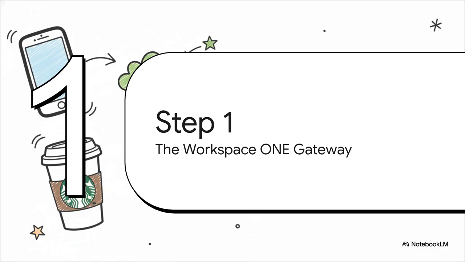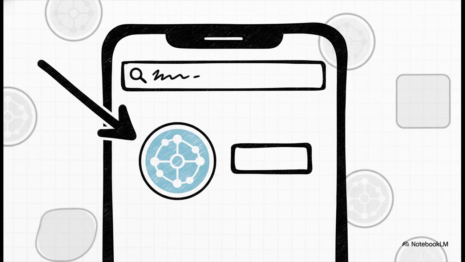Now this is going to feel a little weird, a little counterintuitive, because we have to download a completely different app first. Think of this app as a secure doorway into the Starbucks system. So this is key. Go to your regular App Store or the Google Play Store, but do not search for the Starbucks app. Instead, you're going to search for Workspace ONE Intelligent Hub. That's the one you need to download first.